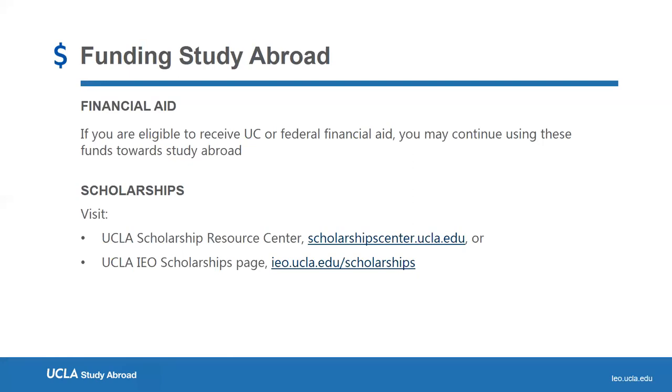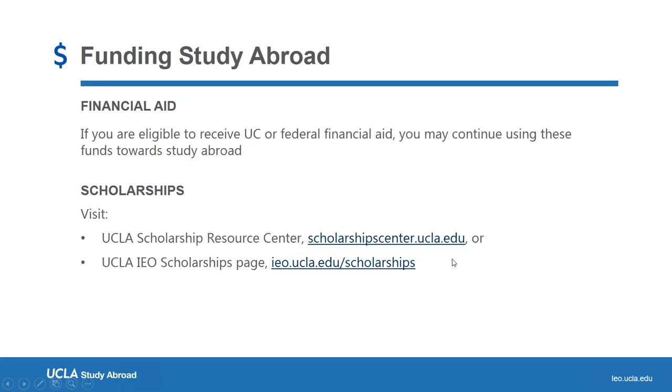To help chip away at the cost as well, we would strongly encourage students to view and or apply for scholarships. There are 2 different resources that we would encourage you to look into. The first and foremost is the UCLA Scholarship Resource Center. If you're not familiar with it, it's a department that's available on campus for you. The last page is our UCLA IEO scholarships. That's specifically what we offer. On this page, we have IEO specific scholarships, so our office.